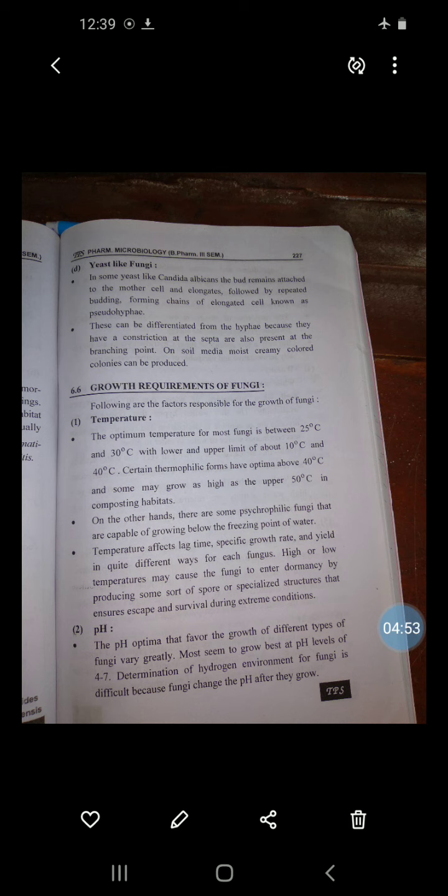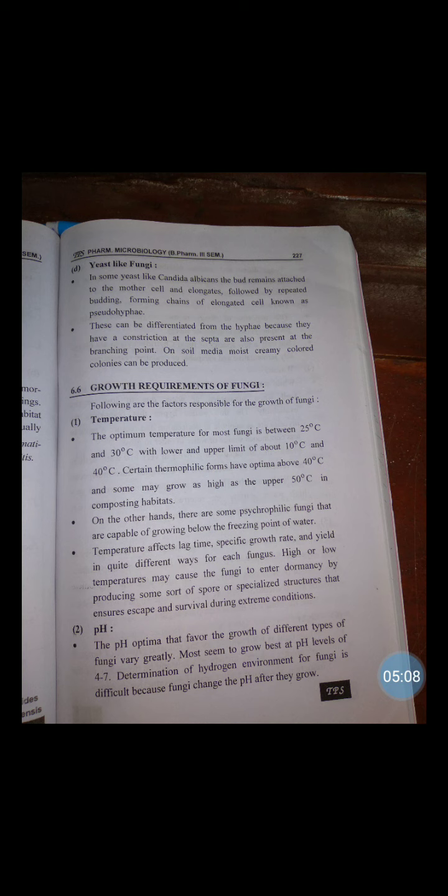On the other hand, there are some psychrophilic, saprophytic fungi that are capable of growing below the freezing point of water. What is the effect of temperature? Temperature affects the lag time. It also affects the specific growth rate and yield in quite different ways for each fungus.